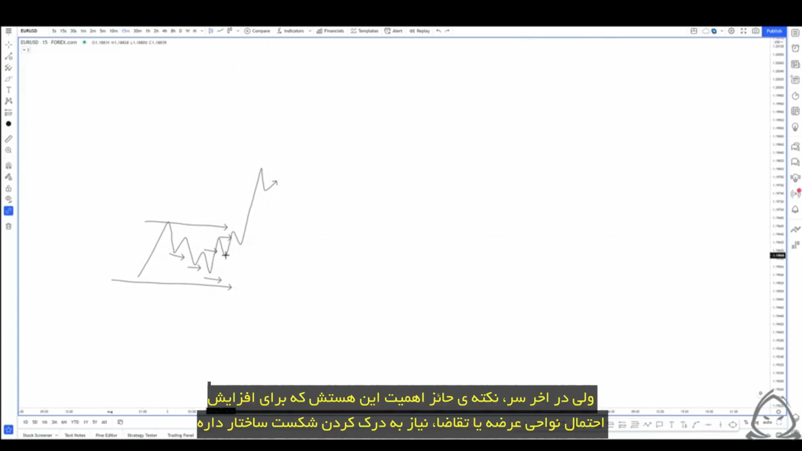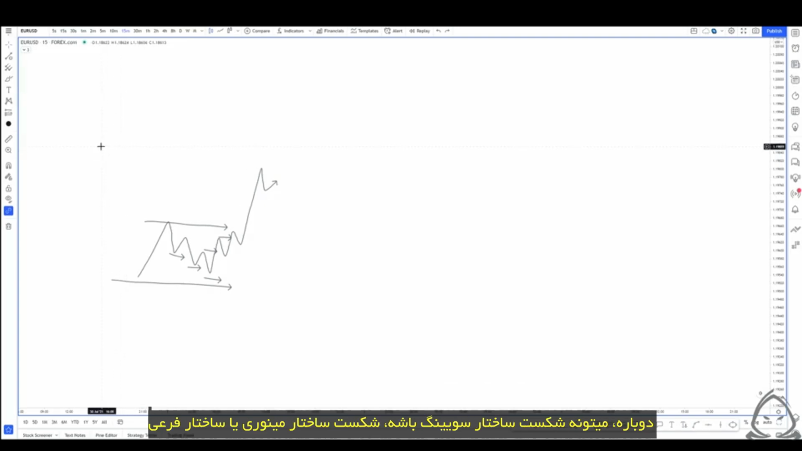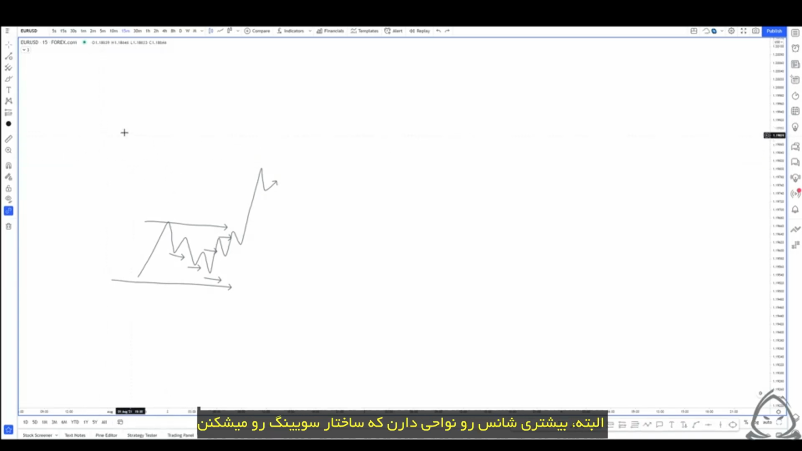But at the end of the day, the main thing to take note of is that to improve the probability of a supply or demand zone would be through understanding breaks of structure. Again, it can be a break of swing structure, a break of minor structure, a break of substructure. Of course, the highest probability would be to look for demand zones that break swing structure.